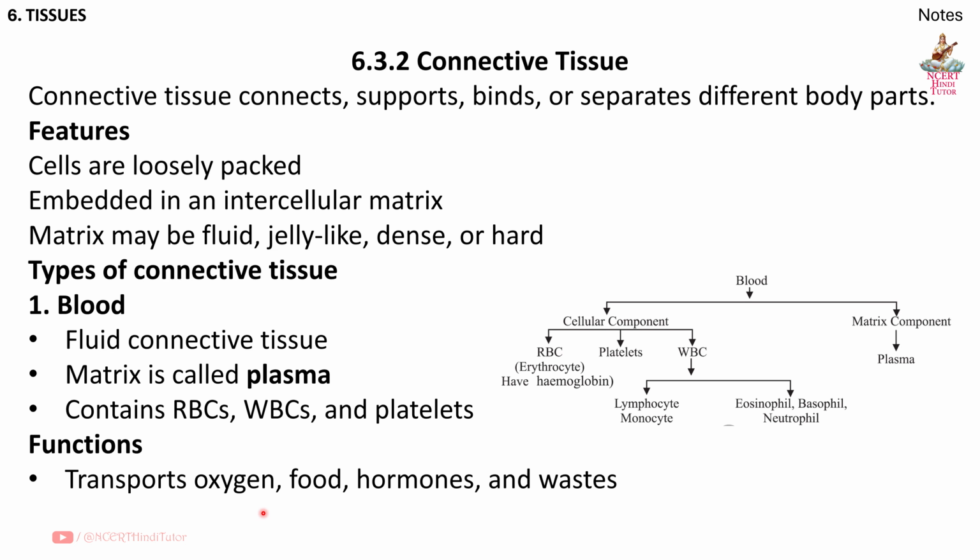Functions: transports oxygen, food, hormones and waste. So friends, blood is divided into cellular component and matrix component. Cellular component is RBC, erythrocyte have hemoglobin, platelets and WBC, and WBC is divided into lymphocyte, monocyte, eosinophil, basophil, neutrophil, and matrix component includes plasma.